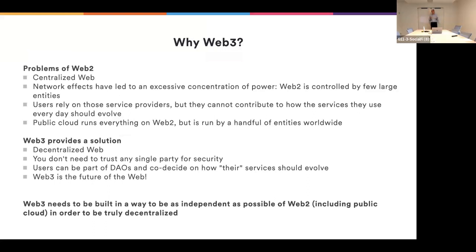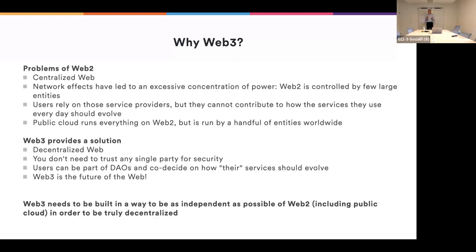So first of all, why Web 3 at all? I think that's the reason why we are here, because we all are Web 3 enthusiasts and we like it because there are multiple problems with Web 2. For example, Web 2 is centralized. Network effects have led to an excessive concentration of power. Most of the services are controlled by single parties, and it's all very centralized, and users rely on those service providers and cannot themselves contribute to how services evolve. So it's all very much an environment where users can't contribute themselves and everything is driven from centralized entities.